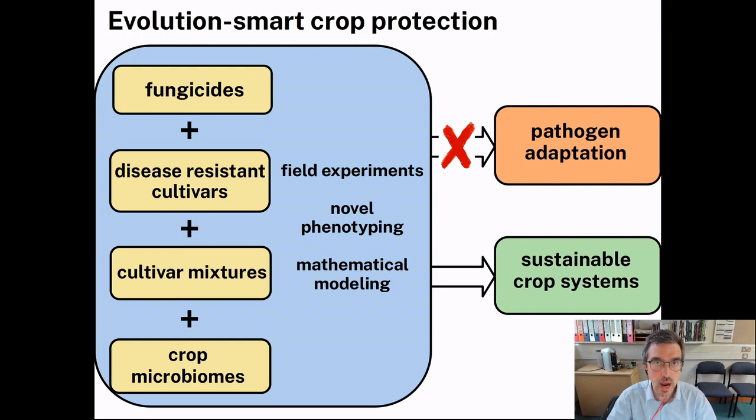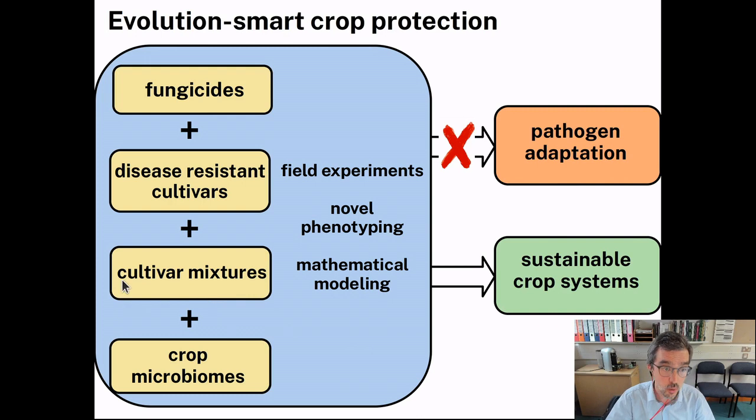And we need to combine all these different approaches, not just at random, but in an optimized manner across space and over time. And for this, we need to conduct a lot of field experiments, but they need to be boosted by novel phenotyping technologies and also combined with mathematical modeling so that we can have a quantitative prediction of what can happen in the field. By combining all these different methodologies and control measures, we can impede the pathogen adaptation and achieve evolution-smart crop protection. And this clearly will contribute to development of more sustainable cropping systems.